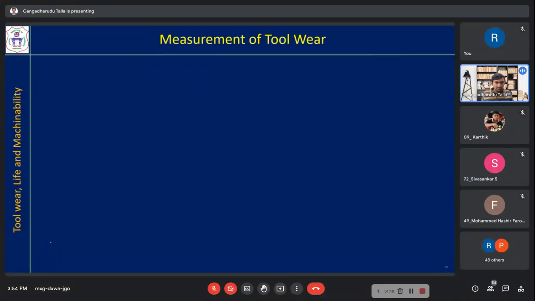So let us stop here. We'll discuss the measurement of tool wear in the next class.